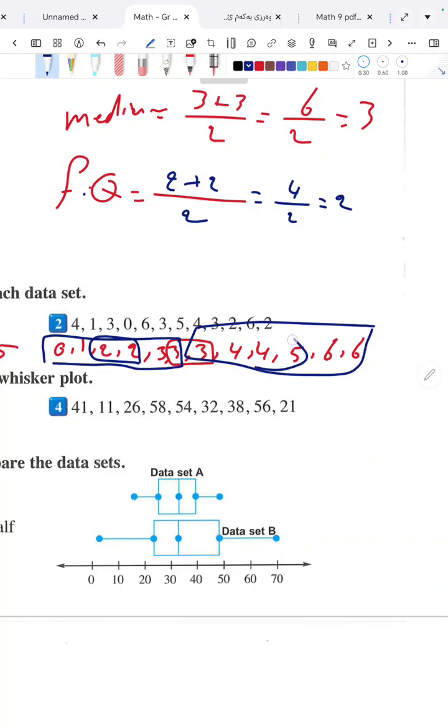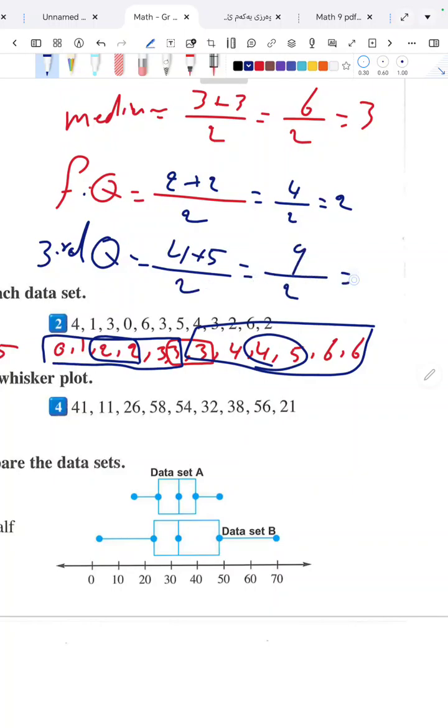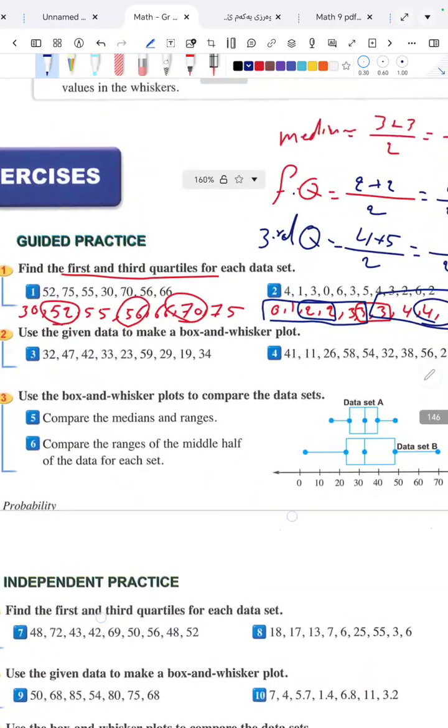Here we have 4 plus 5 for the third quartile. Third quartile is what? 4 plus 5 divided by 2. 9 divided by 2 is 4.5. Question 3.